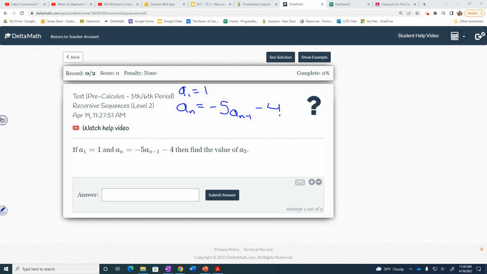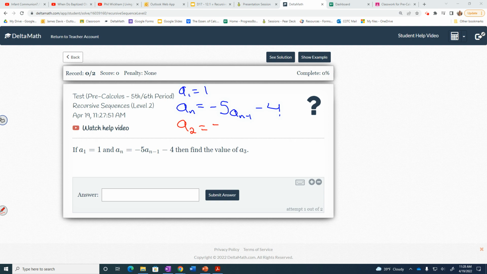So the same thing as before. All this reads is negative 5 times the previous term. So whenever you see a sub n minus 1, say previous term. Negative 5 times the previous term minus 4. Okay? So let's start with a sub 2. That's always going to be our first term we find.